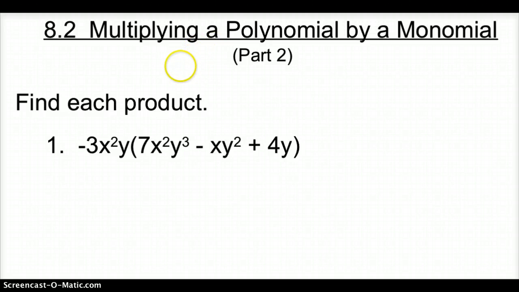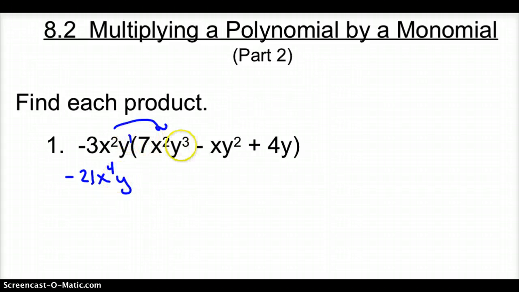Hey, and welcome to the second part of section 8.2, multiplying a polynomial by a monomial. So again, we're going to find the product. Here we are just taking this guy times this guy, multiplying the numbers. So we get a negative 21x to the, and what do we have to do with the exponents? We have to add the exponents, so it's x to the fourth. Then y, remember there's a 1 right here, so 1 plus 3 is 4.